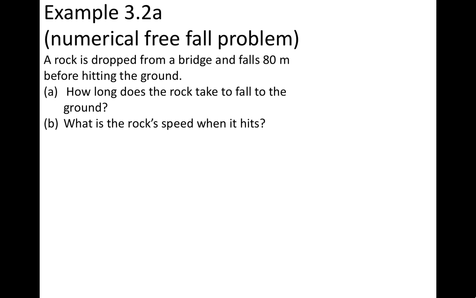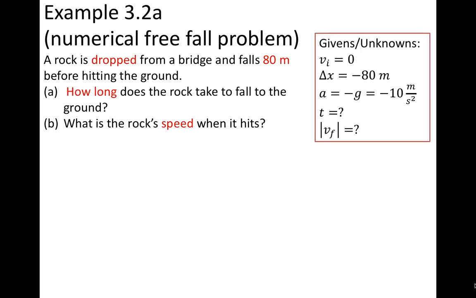So we should start the problem off by identifying the given information and the unknown values that we are to calculate. I'll highlight them here and organize them in a table. The initial speed is 0, and we know that because the object is dropped. Dropped objects start with a velocity of 0. The 80 meters is a distance or a displacement.